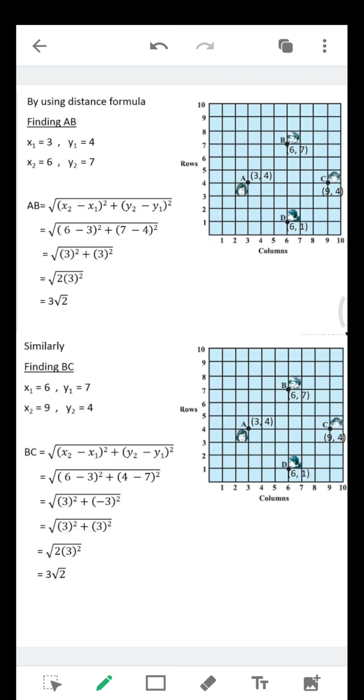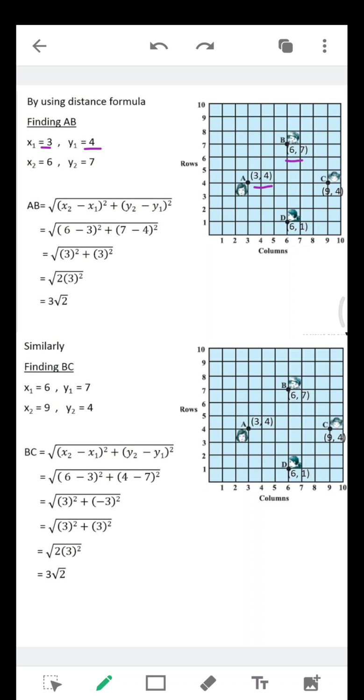the distances. So in the first case I am finding distance AB. What are A and B? A is 3 comma 4, so x1 y1 is 3 comma 4, and B is 6 comma 7, so x2 y2 is 6 comma 7. There is no need for you to draw the figure again and again, okay. You can directly take the points in the classwork and solve this problem. Just for explanation purpose I have taken graph in every step, okay.